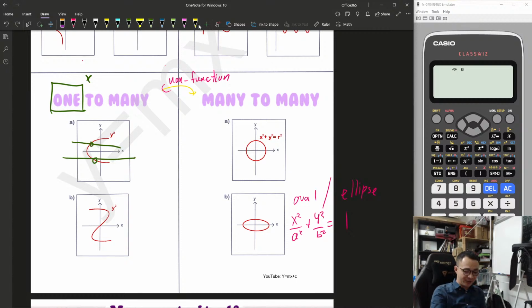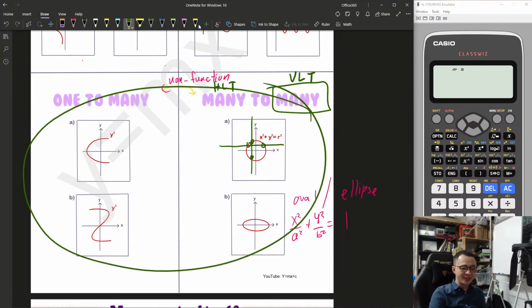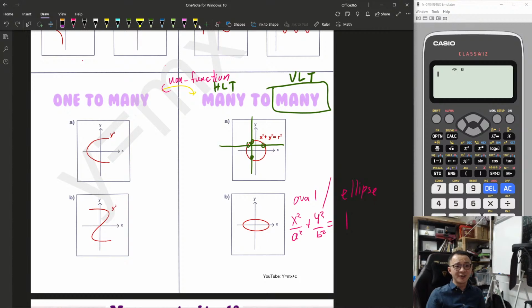Okay, then we go back to many-to-many. If I do the horizontal line test, I touch 2 points. If I do the vertical line test, I also touch 2 points. This one is called many-to-many, because when I do the vertical line test I touch many, and when I do the horizontal line test I also touch many points. So both of these are not considered functions.